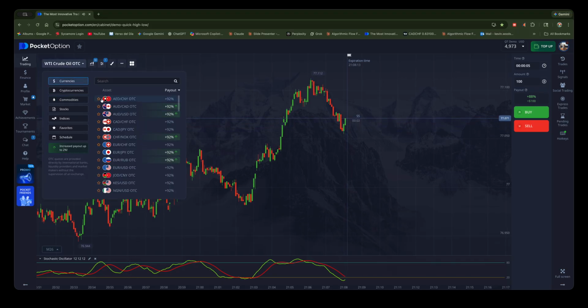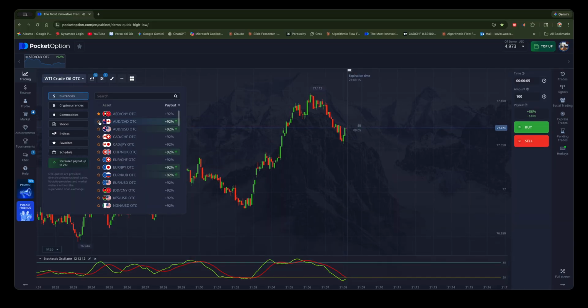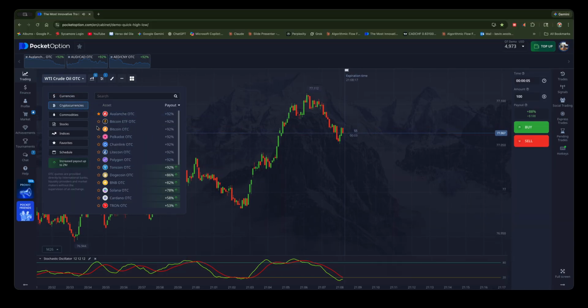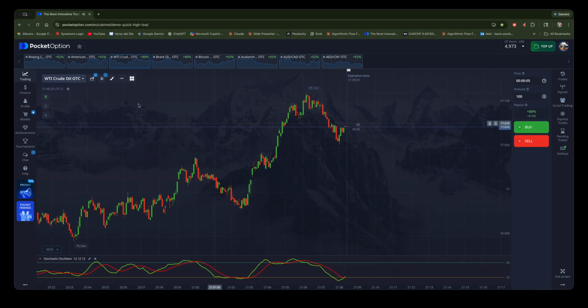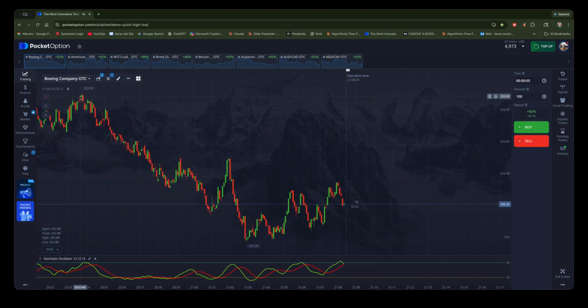We're going to set up our currencies here. Pick a couple of each of these at the top for 92% payout on most. Okay, and we'll explain the strategy here.